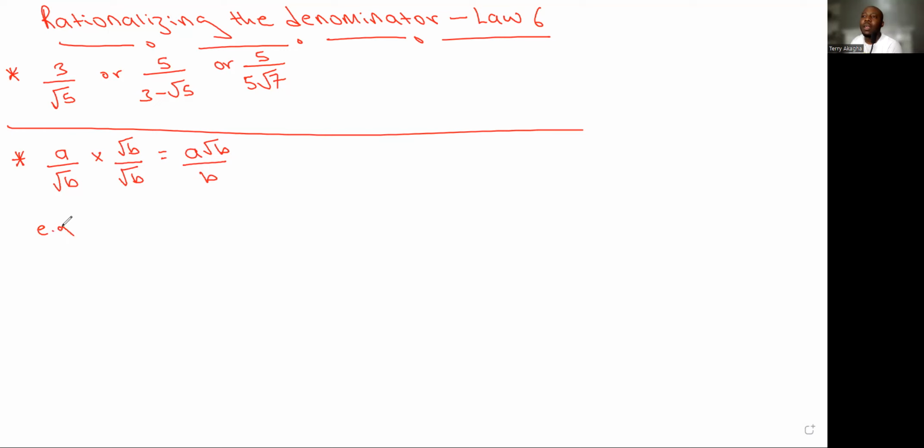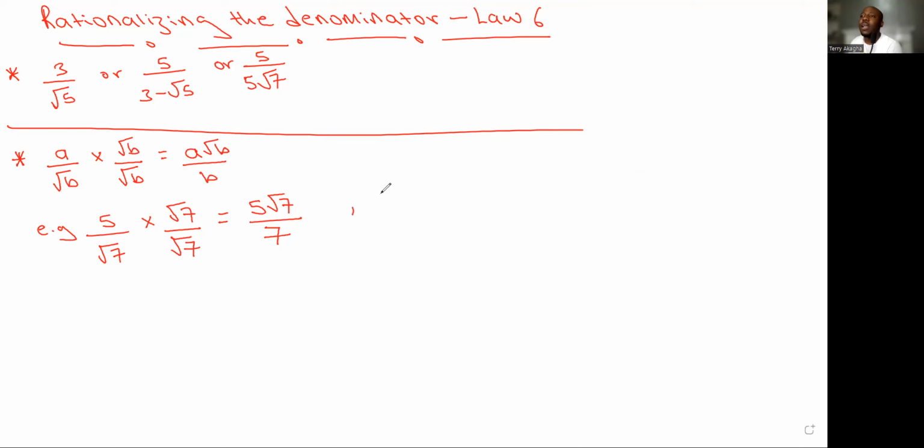So for example, if we have 5 divided by root 7, okay? In order to remove the surd, that's what we call rationalizing. You multiply the top by root 7, and you multiply the bottom by what? Root 7. So 5 times root 7 gives 5 root 7, divided by root 7 times root 7, which gives what? 7. Okay, because if you remember, I told you root a times root a is equal to what? a. That is the concept we're using here. So now we have 5 root 7 over 7 as the answer.